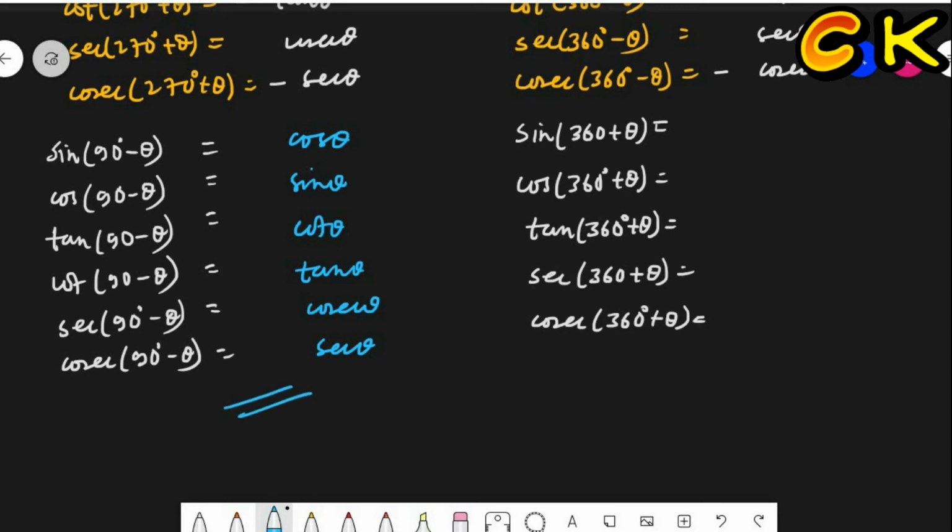Similarly, let's see the formula for 360 degree plus theta. It lies again in the first quadrant, so everything is positive, and 360 degree means even multiple of 90, that is 90 into 4, so no change. So sin of 360 degree plus theta means sin theta, this is cos theta, down one tan theta, then sec theta, cosec theta, and cot of 360 degree plus theta was left, so its answer will be cot theta.